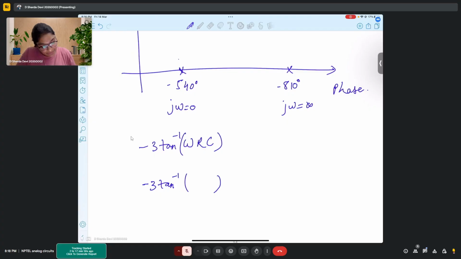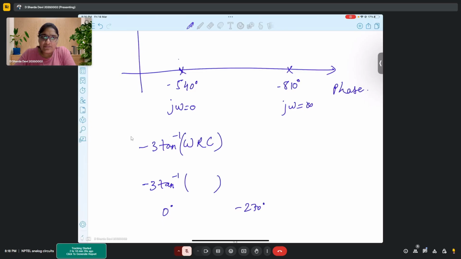Tan inverse 0 will give you 0. Tan inverse infinity will give you 90 degrees. So that will come out to be 270 degrees, right? Which is less than 360. So is minus 3 tan inverse the only phase that you are observing?